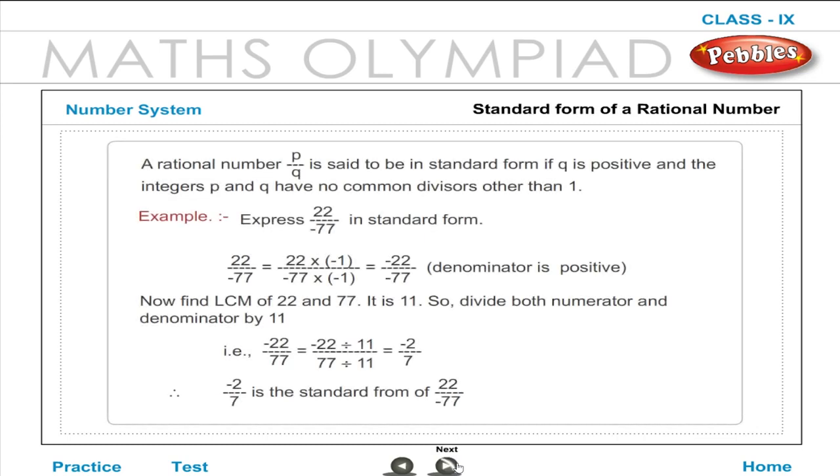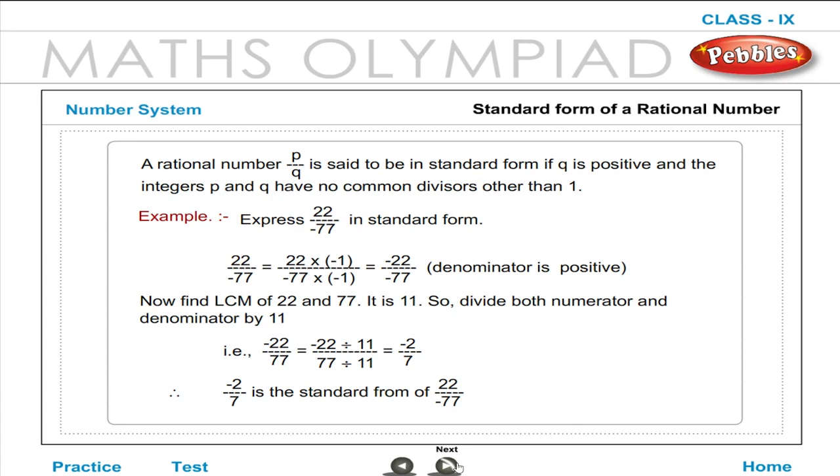Standard form of a rational number. A rational number p by q is said to be in standard form if q is positive and the integers p and q have no common divisors other than 1. Example: express 22 by -77 in standard form. 22 by -77 is equal to 22 into -1 by -77 into -1, is equal to -22 by 77. That is, the denominator is positive.